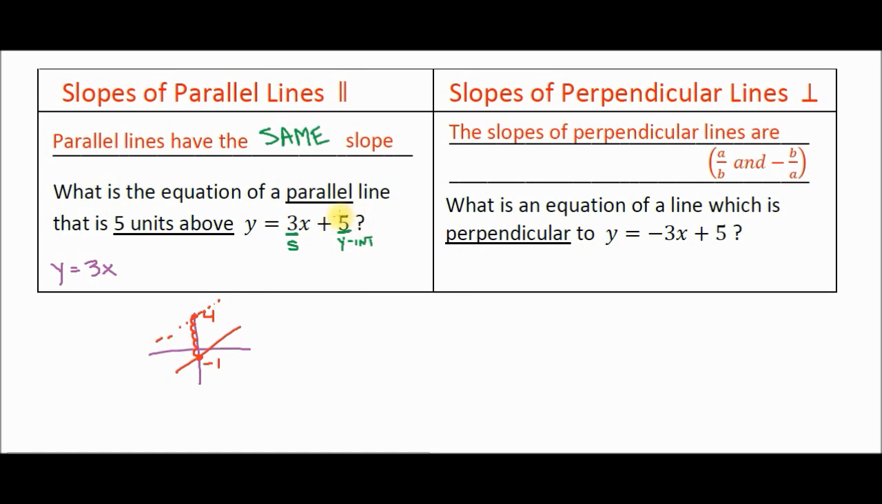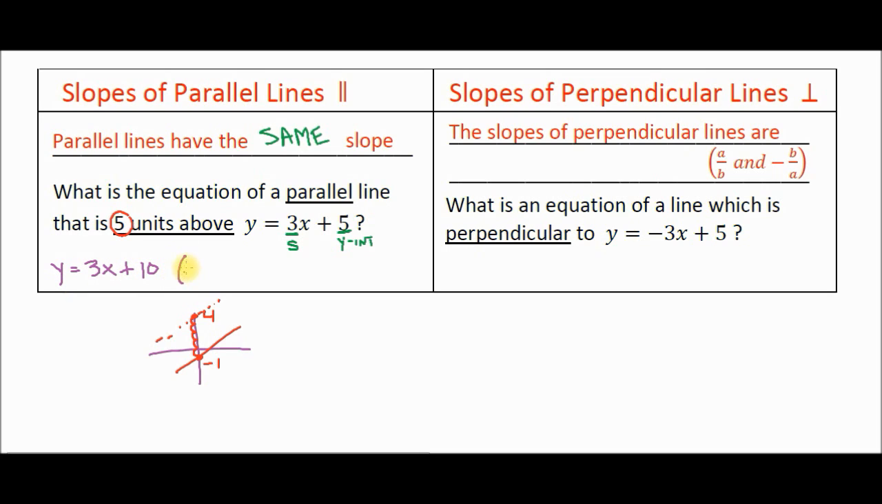So in this case, our y-intercept is 5. All we have to do is add 5 to our y-intercept. So instead of a y-intercept of 5, we have the y-intercept as 5 plus 5, which is 10. And here is our new equation. Easy peasy. Y equals 3x plus 10.